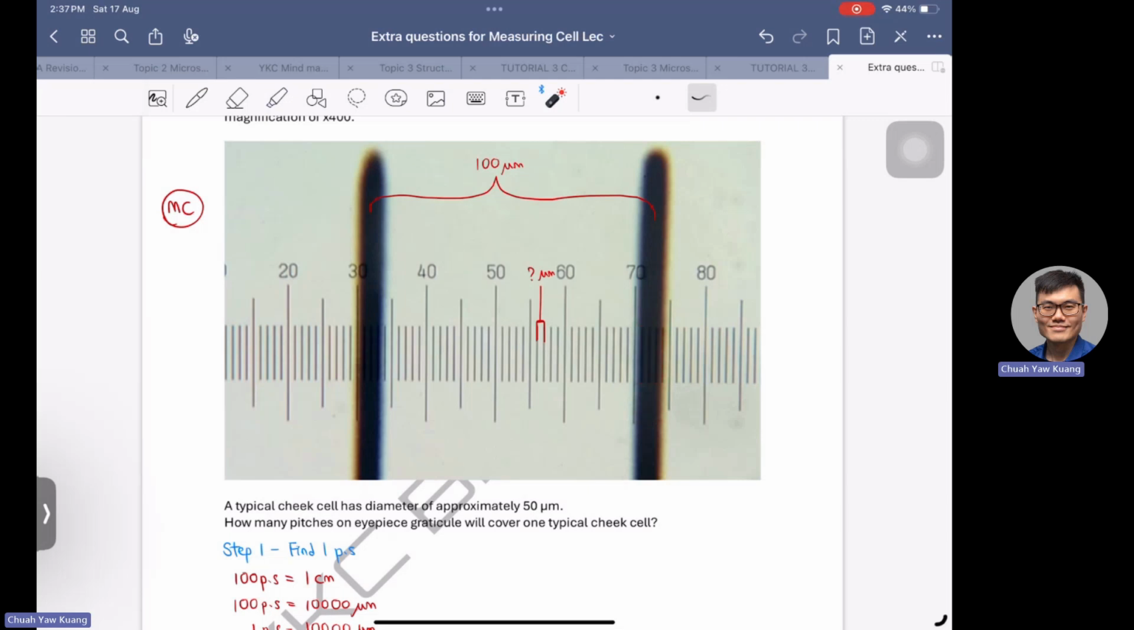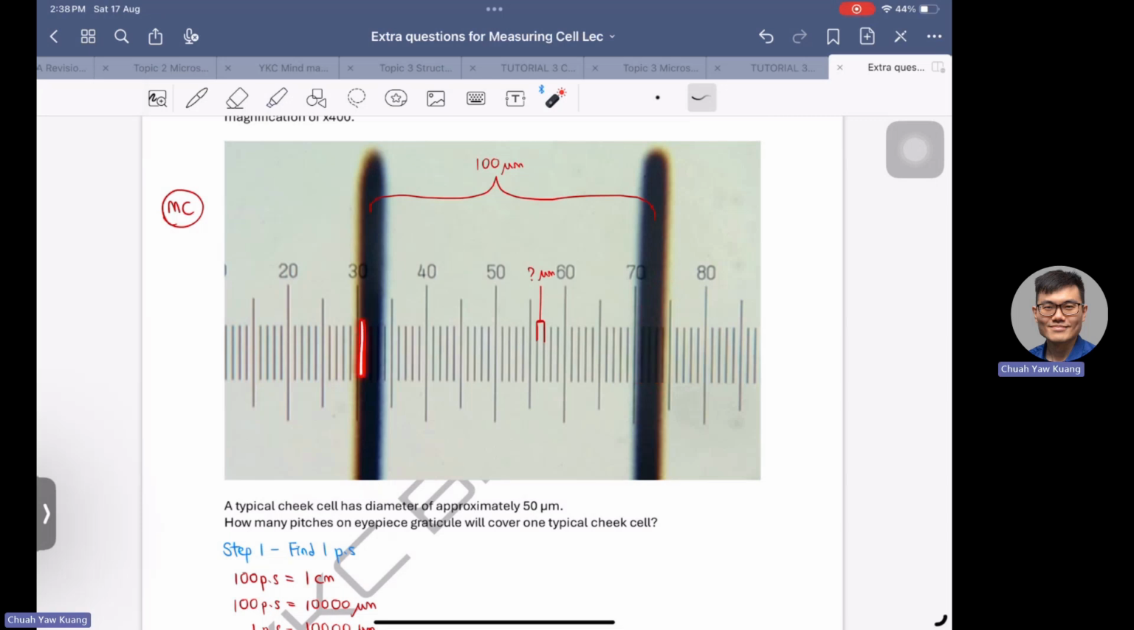Same thing goes to this one. This is 1 line of the stage micrometer, and the 1 line covers 3 lines of the eyepiece reticule. So which line should we use? To be safe, normally we will use the one at the center. For example, you can see 1, 2, 3 lines of the eyepiece reticule. We will choose the one in the center.